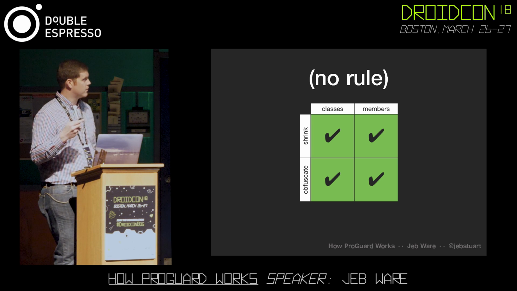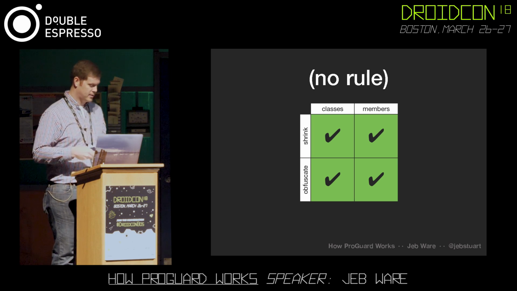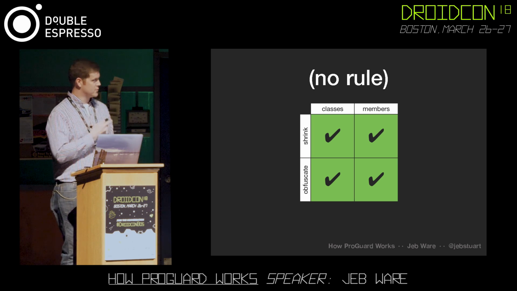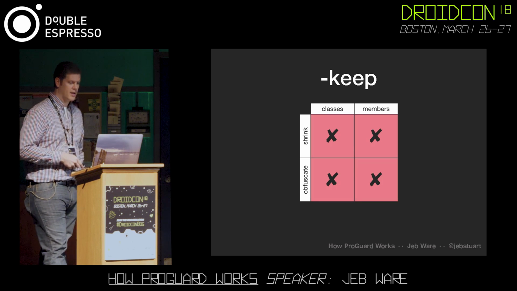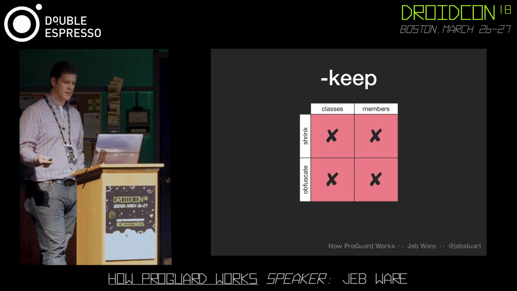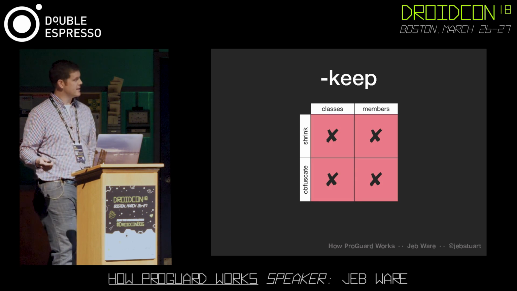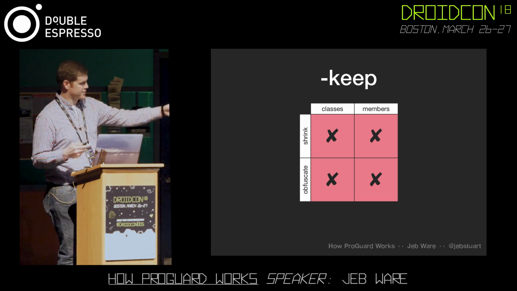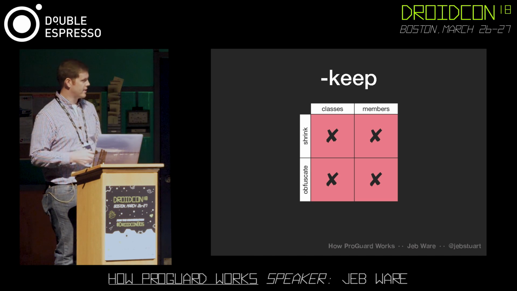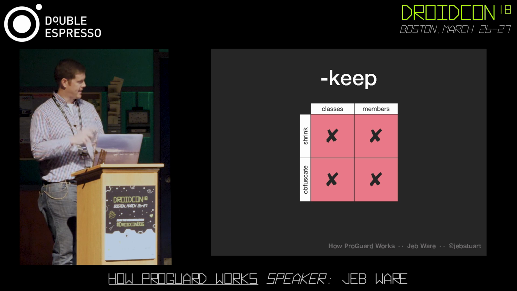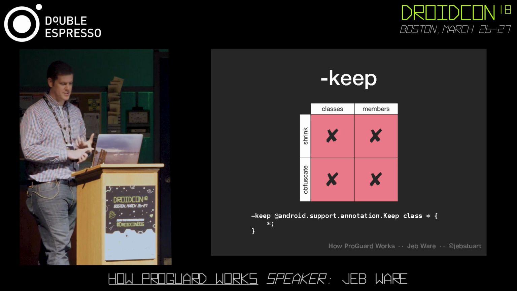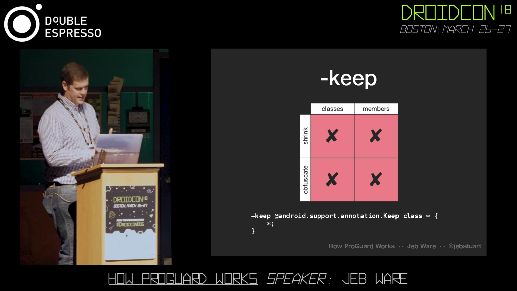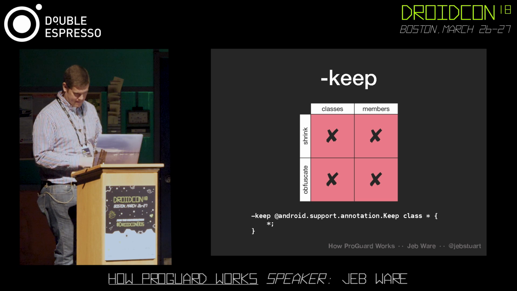So for any code that doesn't get covered by a keep rule, Proguard just does its thing, right? It removes what's unused and it renames everything else. If you say -keep, so this is what the Android support annotation keep does to your code. Any class that has that on it cannot shrink the classes or the class members, even if they're unused, got to keep them, and you cannot obfuscate any of it.